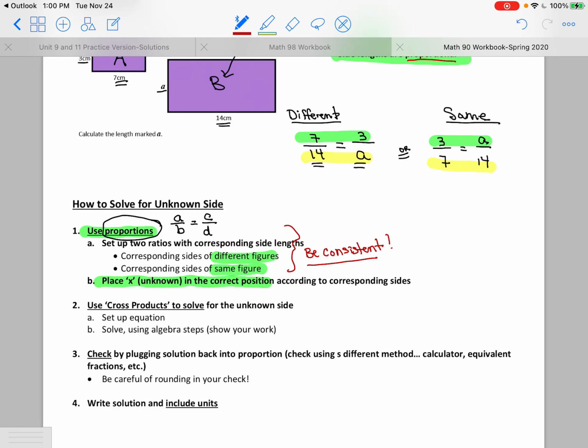Okay, secondly, you're going to use cross products to solve for the unknown side. Remember, with cross products, if we have A over B is equal to C over D, we're using cross products and setting up equations. So that's going to be A times D is equal to C times B. And then we solve for whatever our unknown is.